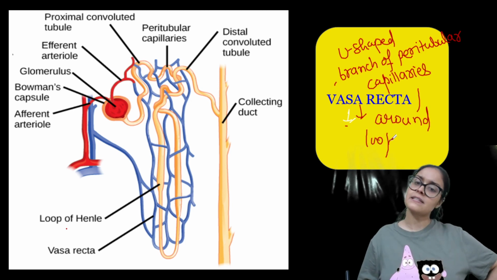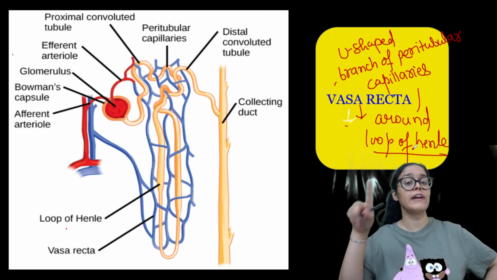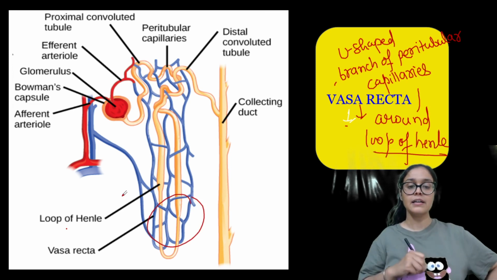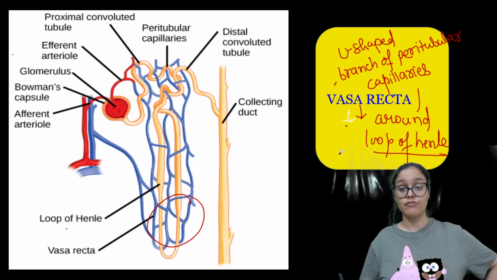What is its purpose? We will be seeing in the physiology part. Why is it present around the loop of Henle? We will be seeing it in this part, right? Which we call the physiology part.